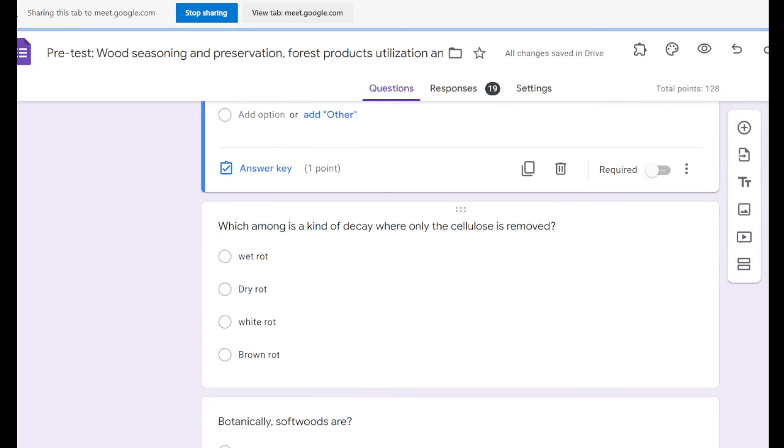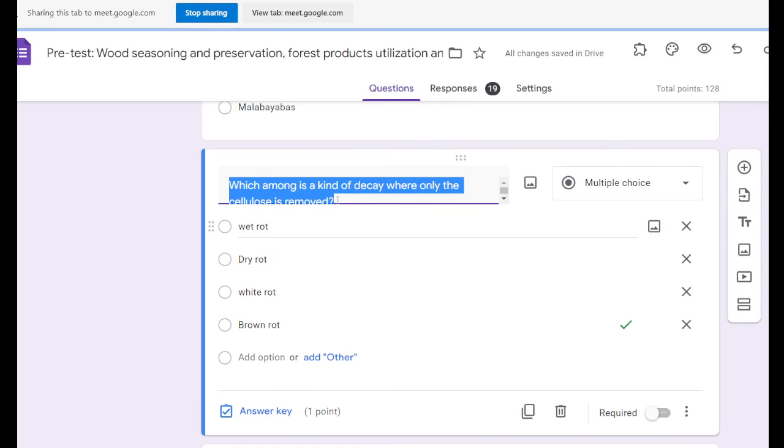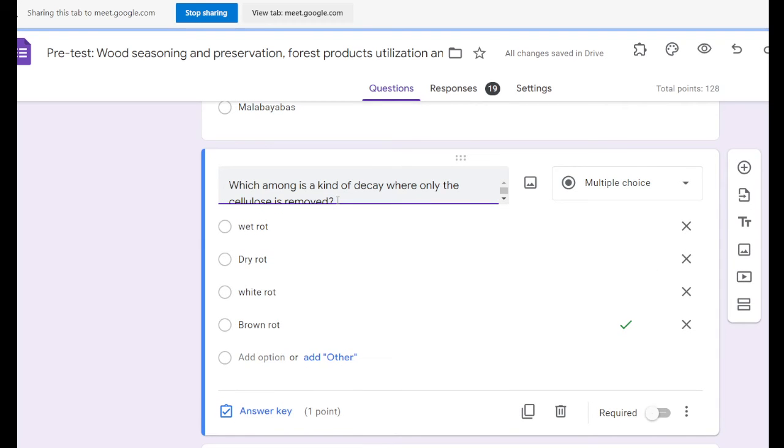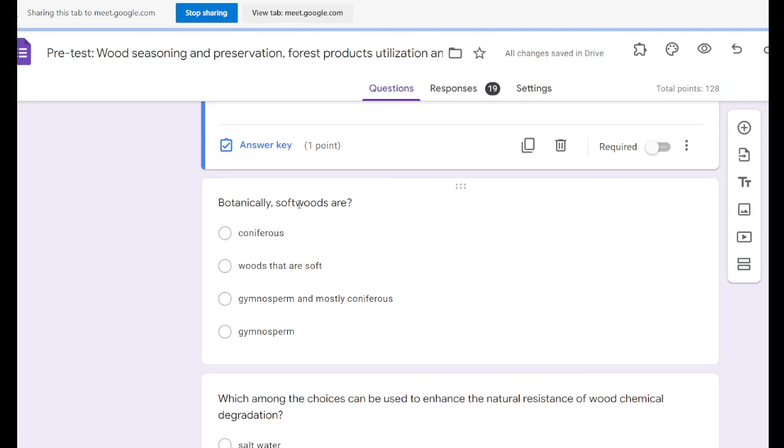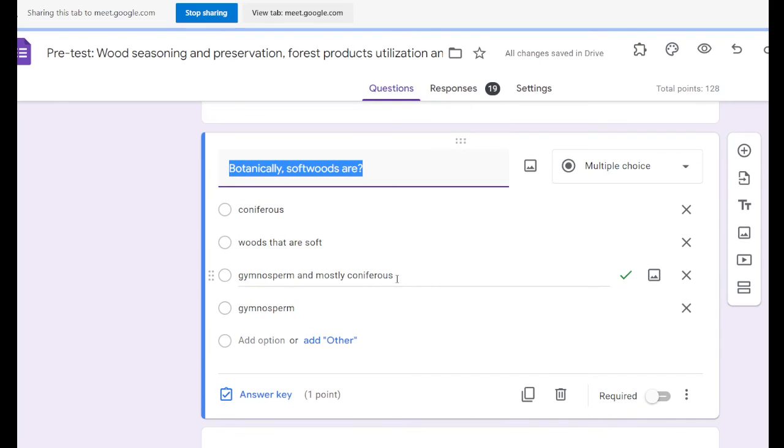Which among is a kind of decay where only the cellulose is removed? So, that is brown rot. Okay? It removes the cellulose. The result is a concentration of lignin content, so the wood turns brown. The surface of the stem is brown, like burnt. So that is brown rot. Botanically, softwoods are gymnosperms and mostly coniferous.